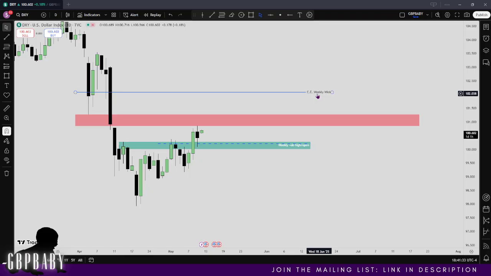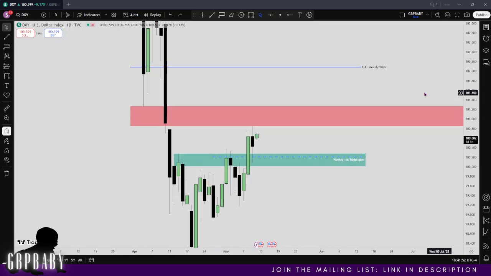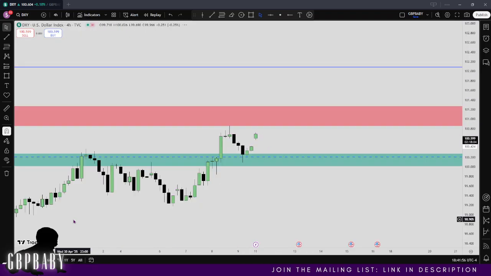We have a consequent encroachment of a weekly wick lined up with a bearish order block on the daily, and then we have a breaker which has already been traded to, but we may want to trade to it again, which is lined up with our weekly bullish order block high. So I hope that all makes sense. It's quite complex, but my point is we're starting to see them layer as we drop down to the lower time frames. So let's go to the 4 hour.